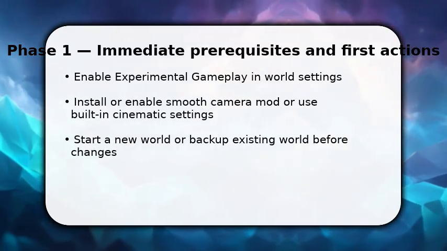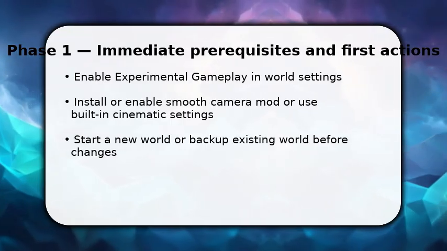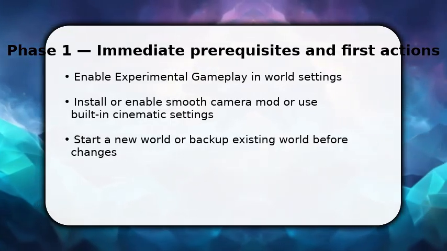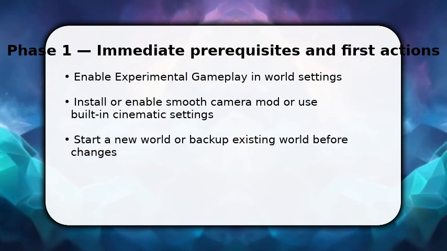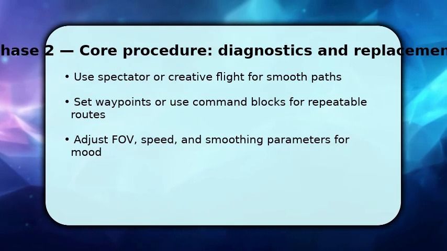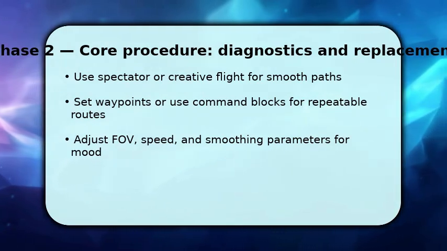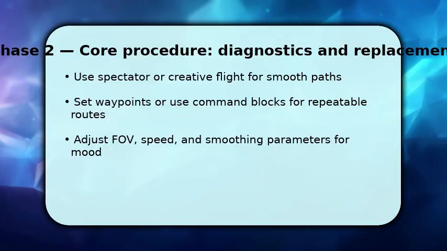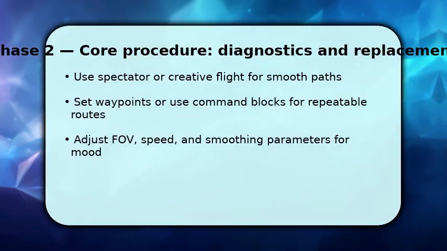Now hop into the world and switch to creative or spectator mode so you can move freely and plan each shot before recording. You now focus on motion. Fly in creative or spectator for frictionless movement because player collisions ruin smooth takes.